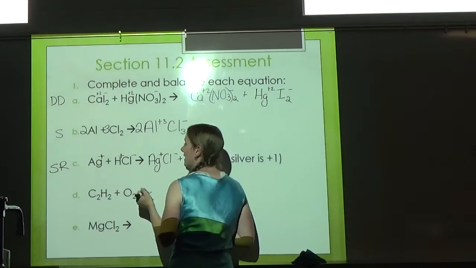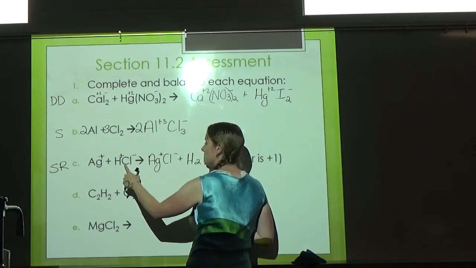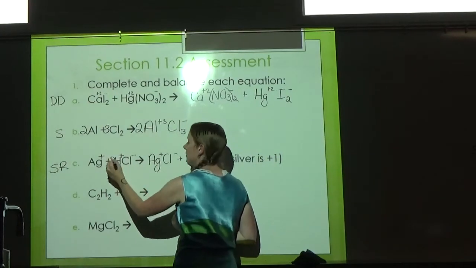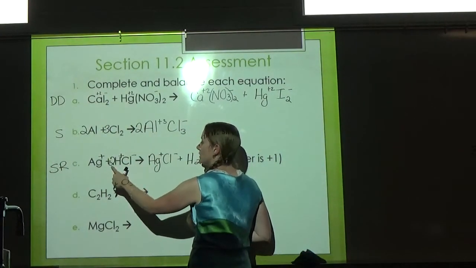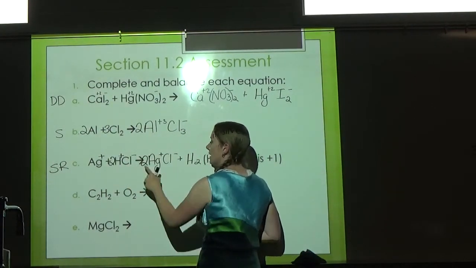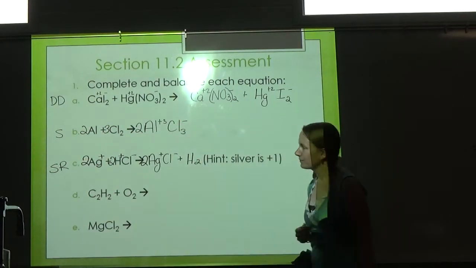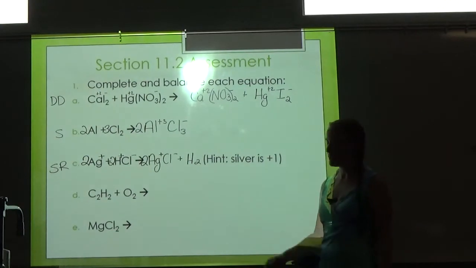All right, so then I balance. So I have Ag, Ag, Cl, Cl, H, and 2 H's, so I need a 2 here. But now I have 2 Cl's, so I need a 2 here. But now I have 2 Ag's, so I need a 2 here. And that's all, so hopefully you got that one right.